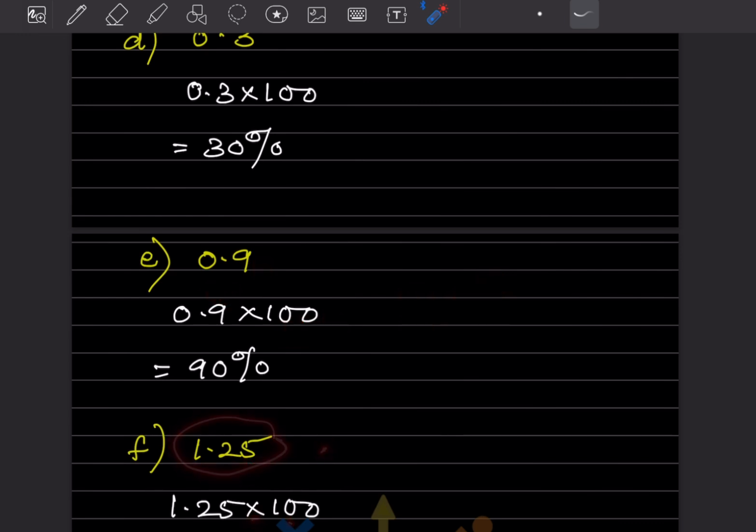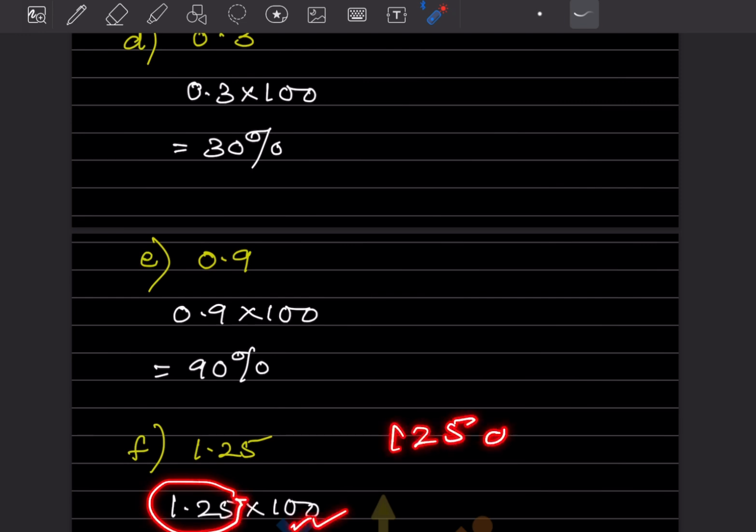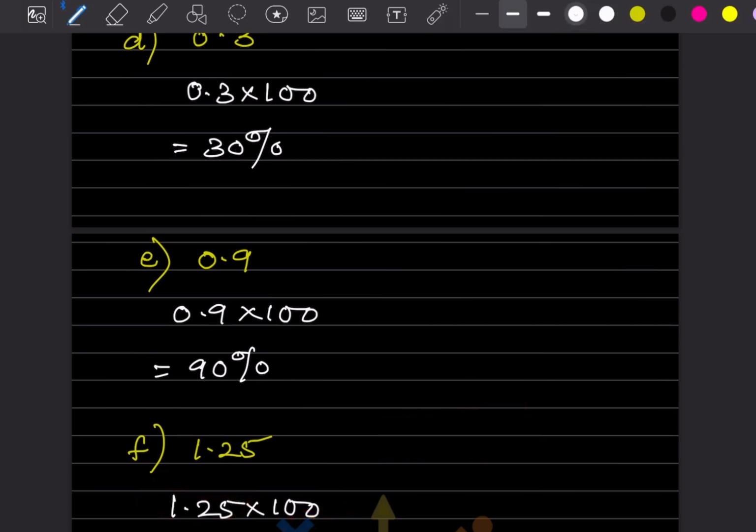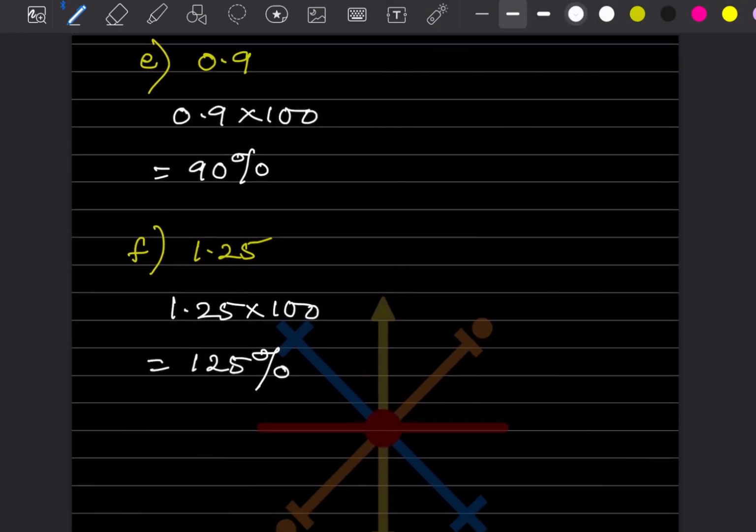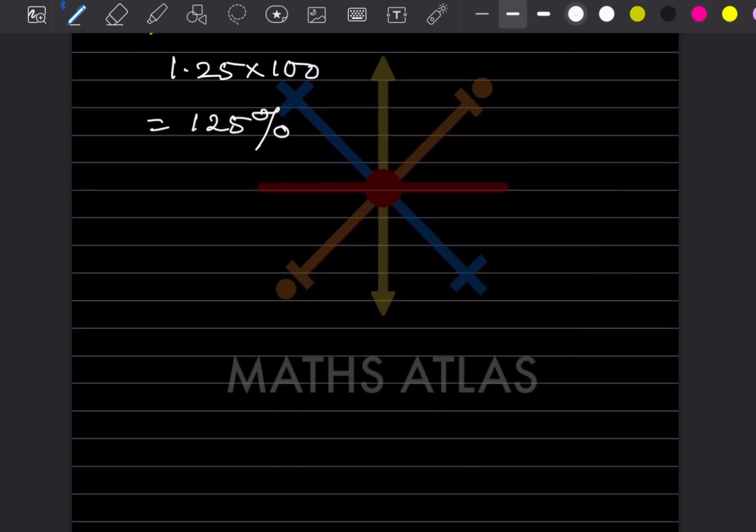1.25 into 100, you will write without a decimal, that will be 125. Put 2 zeros, go backwards by 2, and put a decimal, so that will be 125%. So by this one we have completed today's work.